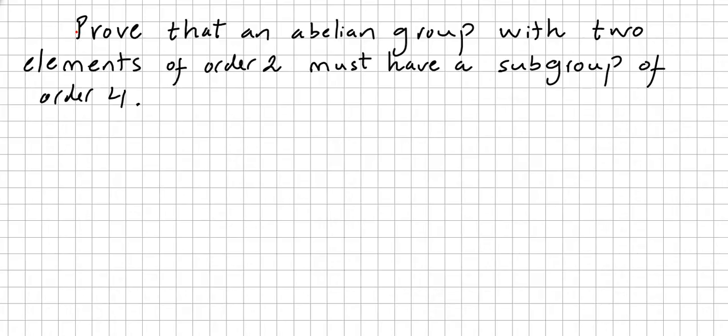This video is the answer to a question I got. The question is, prove that an Abelian group with two elements of order 2 must have a subgroup of order 4. So we pick a group G. G is Abelian. Okay, so it's a commutative group, okay?